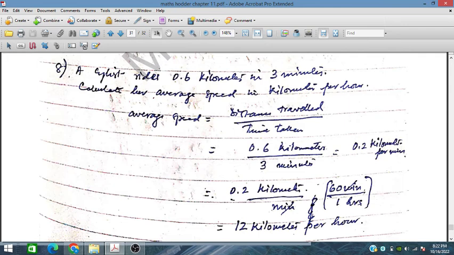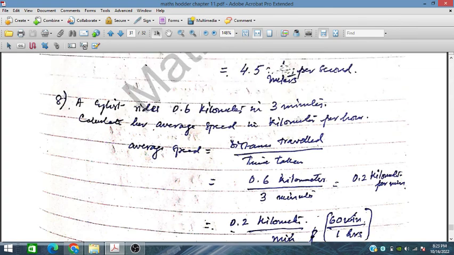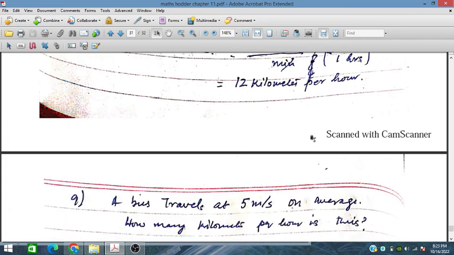For this minute we can convert by multiplying by 60 minutes per 1 hour. This is a unit term, so nothing is changed, since 60 minutes per 1 hour is the same thing. The minutes cancel out, the 60 multiplies with 0.2, and hours remain. So 60 multiplied by 0.2 is 12 kilometers per hour. This is the speed for this distance.